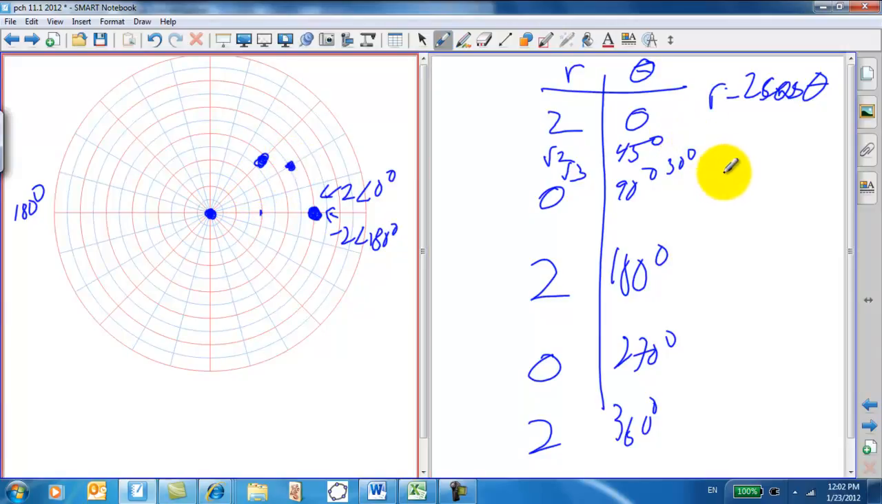What happens at 60 degrees? That's a half, so we get 1. So we get 1 at an angle of 60 degrees. Here's 60, there's 1. And sure enough, what you get is a circle. We put some of those other points in, and it actually overlaps it twice.